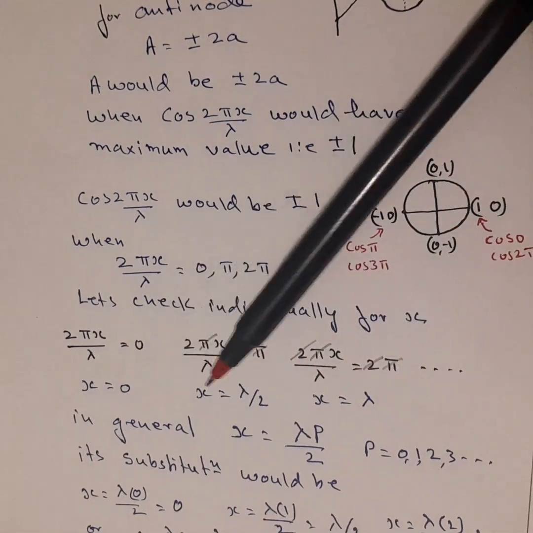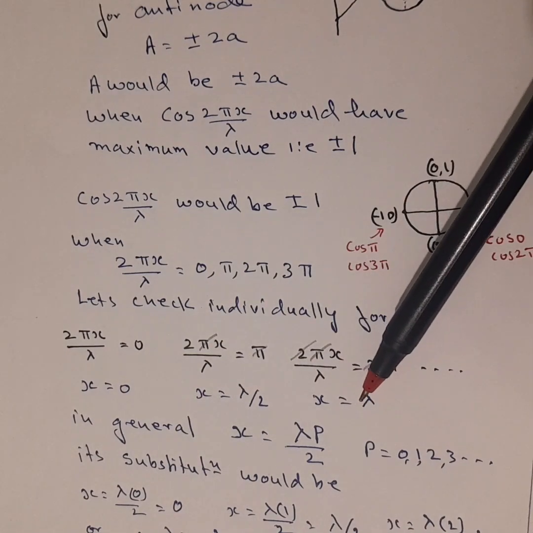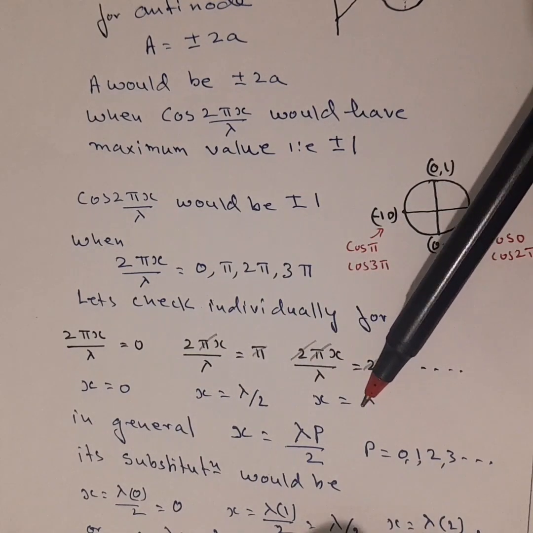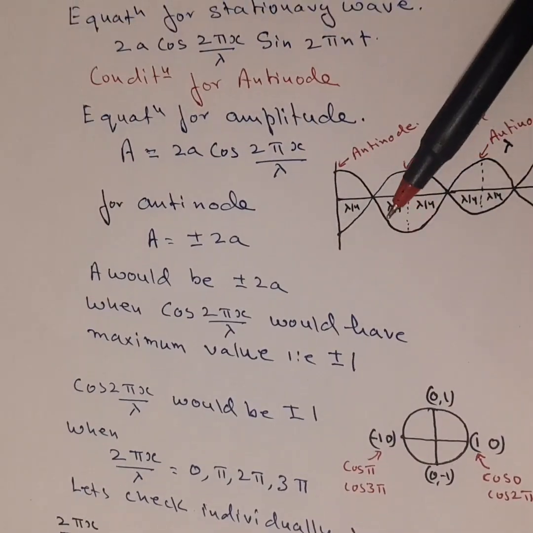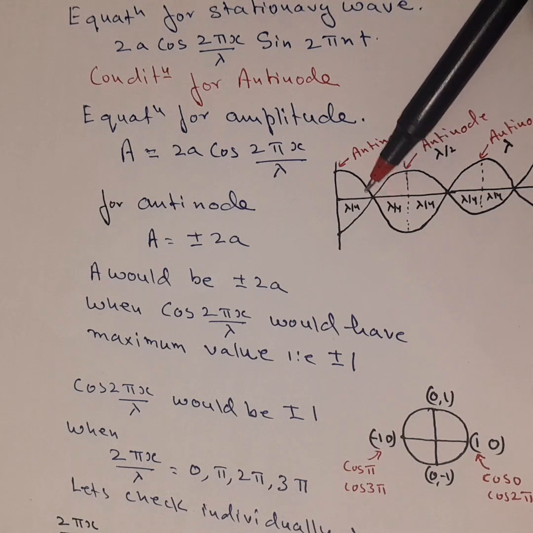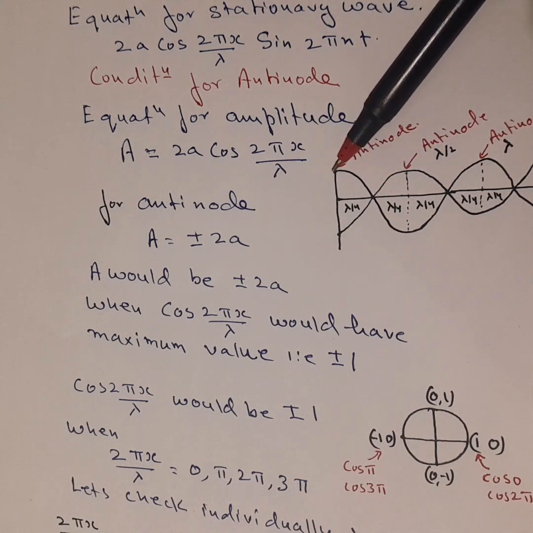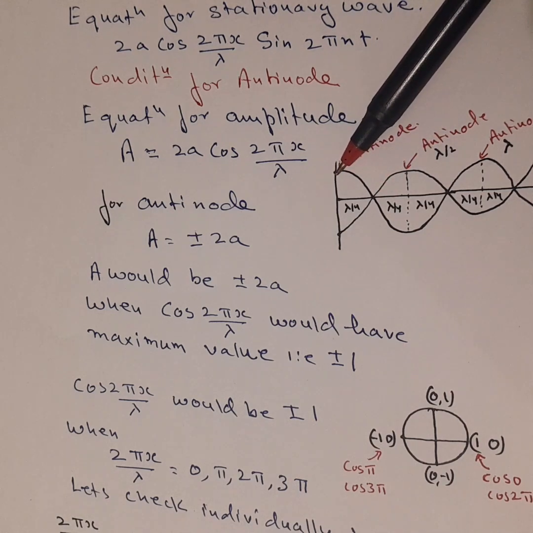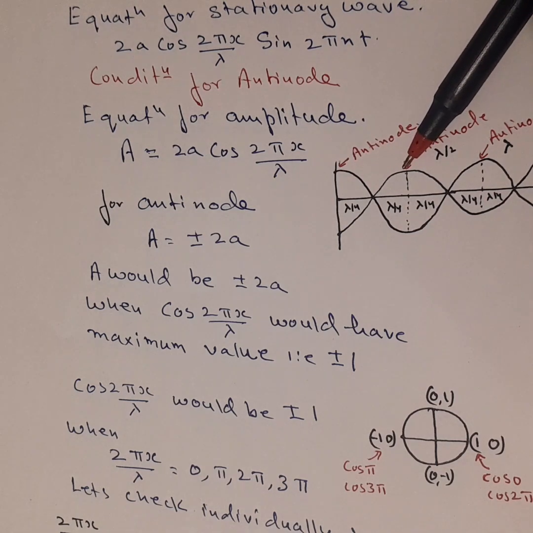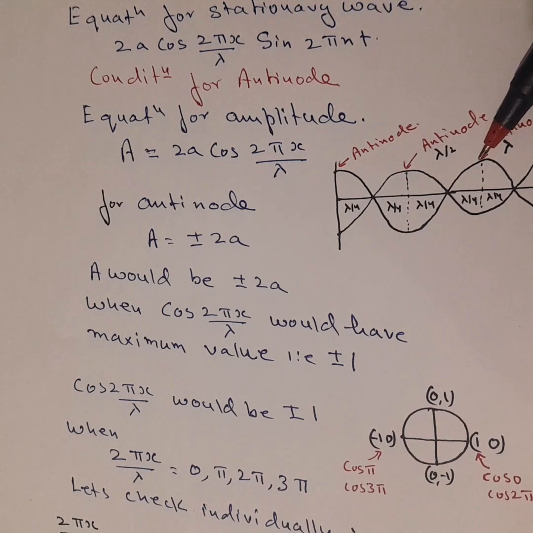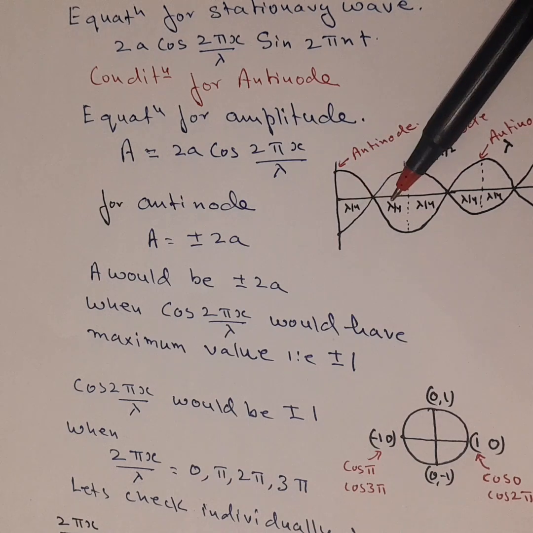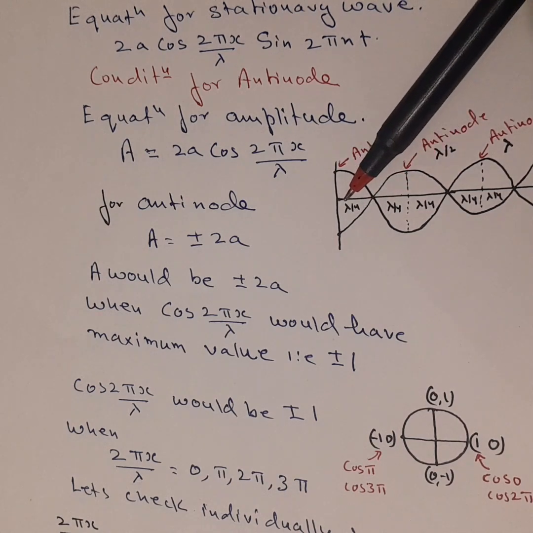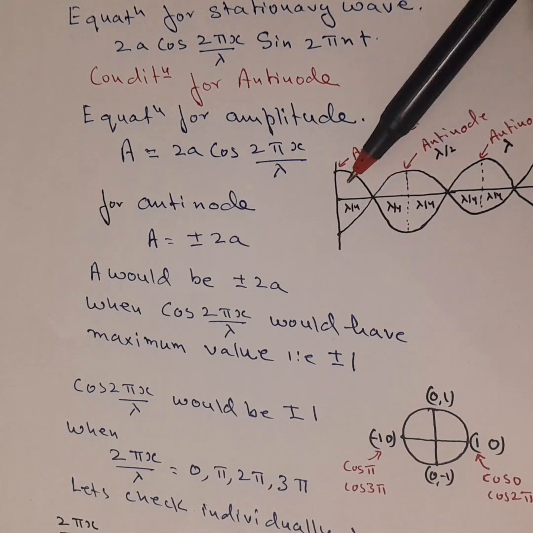So these are the places where we expect antinode. Let's check out in our diagram. So here is the place which is antinode. So antinode at 0. Next antinode is at lambda by 2. And next antinode is at lambda. So why? Lambda by 4 plus lambda by 4 becomes 2 lambda by 4, or lambda by 2.